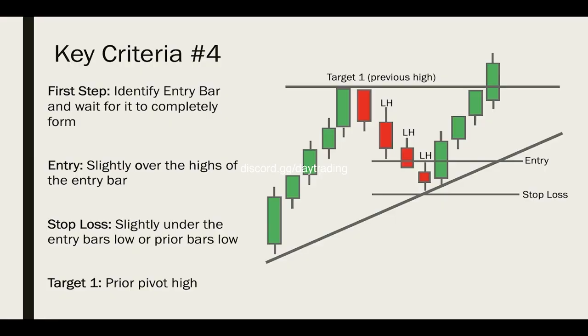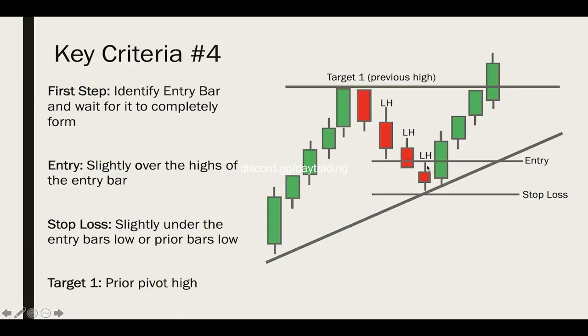So first step is to identify the entry bar and wait for it to completely form. We're going to be discussing entry bars on the next slide, but for right now, this is our entry bar, okay? So as soon as this entry bar has finished forming, what we're going to do is place our entry above the entry bar's high, right? That's the whole point of the entry bar. This is where we base our entry off of. You want to put it over the entry bar's high, and you want to put the stop loss under the entry bar's low, or under the rising 20-day moving average, okay?